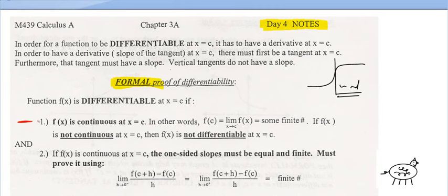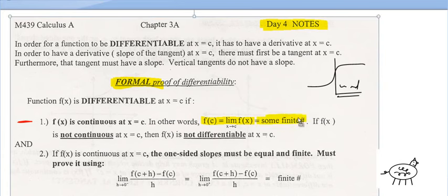The function f of x is differentiable at x equals c if, first of all, it's got to be continuous. This is what we've talked about already. In other words, f of c has to be equal to the limit as x approaches c of f of x. So f at that point has to be equal to the two-sided limit as you're going towards that point, and it has to equal some finite number. That's important too, math fans. It has to be some finite number.